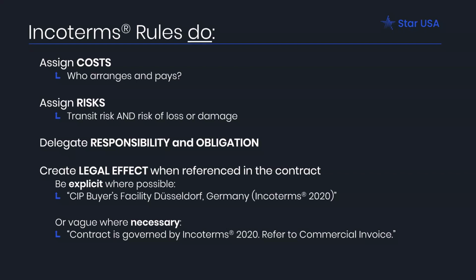And it's best to be explicit wherever possible. You can specify in the contract that you're going to be using CIP Buyer's Facility, Dusseldorf, Germany, Incoterms 2020. That is very descriptive and very clear on what the intended legal basis for the Incoterms are for these transactions. But it's not uncommon to have a sales contract cover multiple shipments of varying types. So you can be a little more vague and say that the contract is governed by the Incoterms 2020 and refer to the commercial invoice for the specific rule in effect for the shipment. And you can create that legal effect by including them in those contracts.